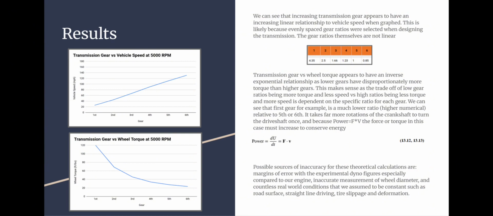Also, possible sources of inaccuracy for these theoretical calculations are margins of error with the experimental dyno graph that we used. It could be slightly different from our engine, based on what the company that produced it used, and how many miles and wear and tear that engine had. Also, inaccurate measurement of the wheel diameter could be a big one. And there are countless real-world conditions that we set as constant: road surface, is the car going in a straight line? Is the tire slipping? Does it have deformation? Is it a smooth road? Things like that can either change our results in a more minor way, or some of those can make huge differences in these results. So it's important to note that these are purely theoretical results.